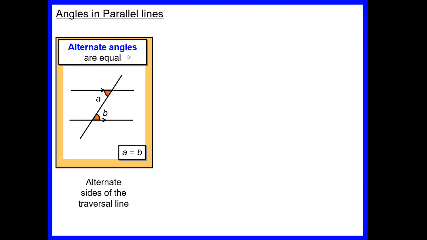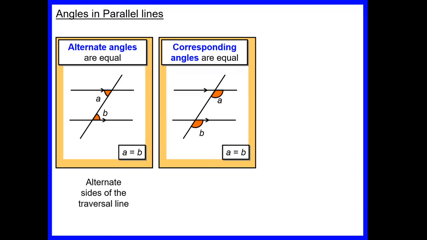Now there are 2 more types that you need to be able to identify that have their own special names. The first of those then is corresponding angles, and corresponding angles are equal. So we've still got our 2 parallel lines and we've got our transversal line going across, but this time we can see we've got an obtuse angle here and an obtuse angle here, and they're both on the same side of that transversal line.